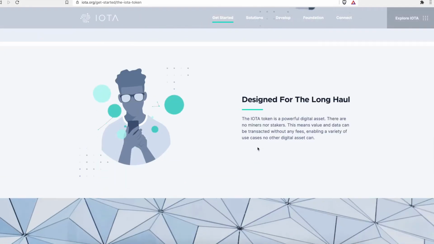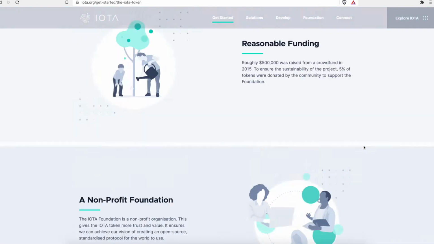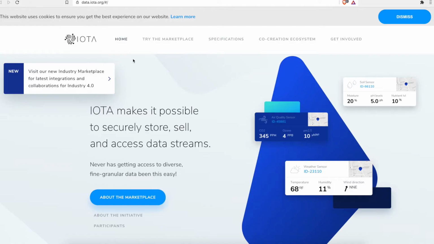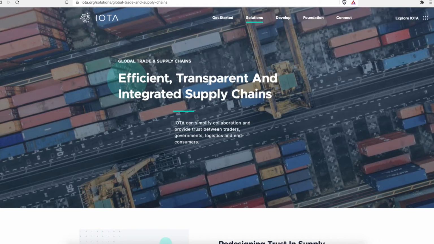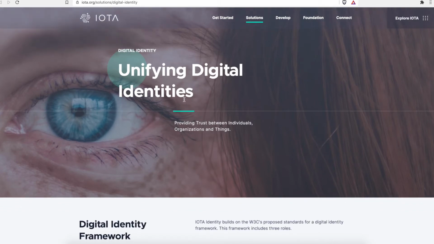It's a nonprofit foundation, designed for the long haul. I mean, this crypto is huge. So let's go to the data market. Here it is. These are a couple of things they're doing. Digital identity. This is huge. Before, you were transacting with people you don't know, but now you somewhat have an identity, so you know who you're dealing with.